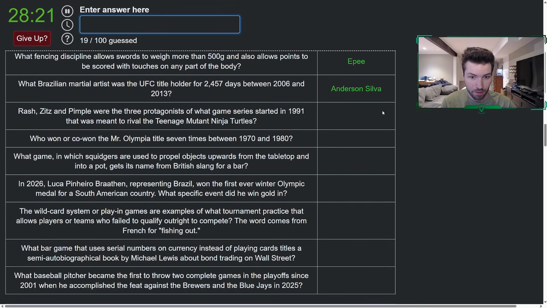Honestly, I just don't know what the heck's going on here. What game in which squidgers are used to propel objects upwards from the tabletop and into a pot gets its name from British slang for a bar? I think this is what Tiddlywinks is.